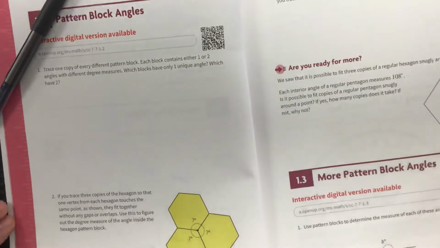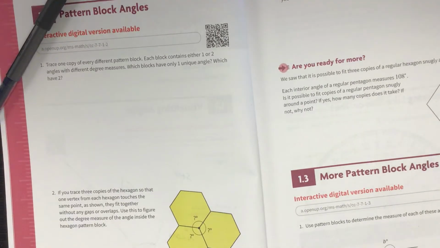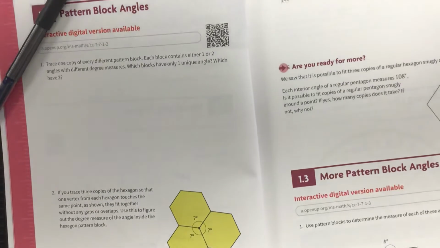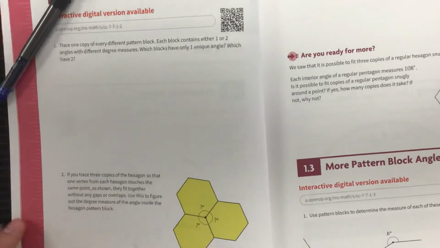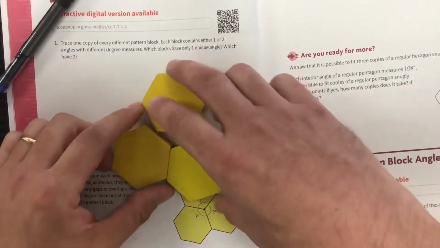Okay. All right, question 2. Leroy, would you read it, please? If you trace these copies of a hexagon so that one vertex from each hexagon touches the same point as shown, they fit together without any gaps or overlaps. Use this to figure out the degree measure of the angle inside the hexagon pattern block.